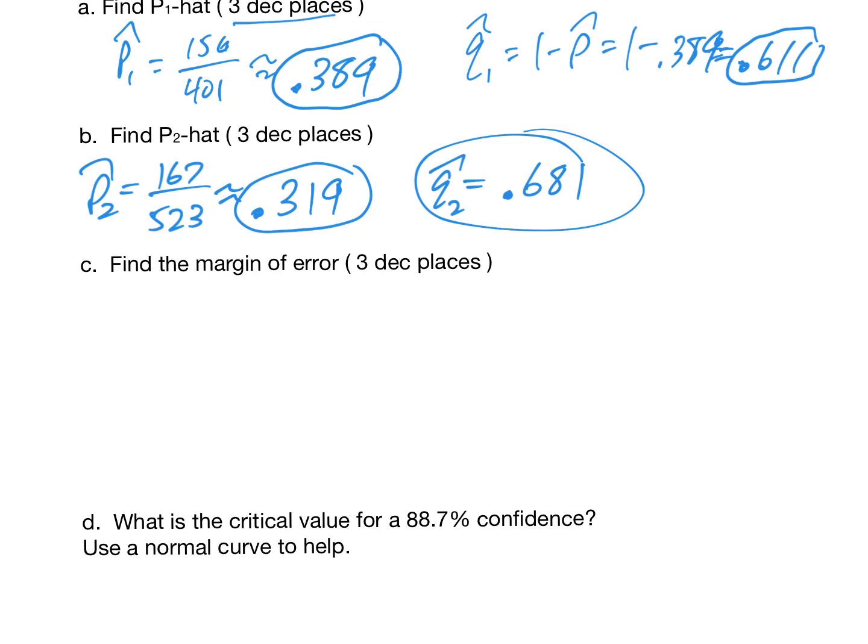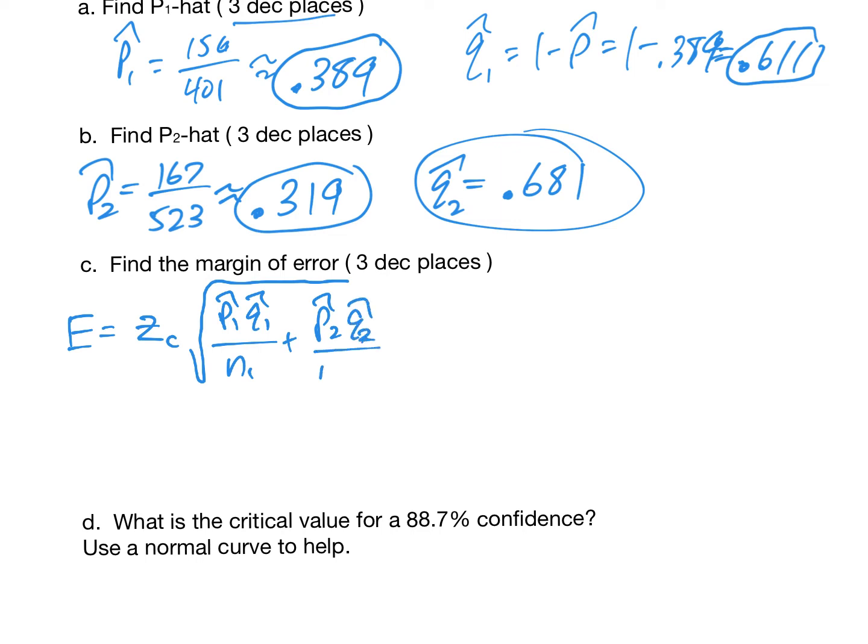Now, you're going to need question D to help you with C. But I wanted to get question C out of the way first because of the formula. Let me show you. Your margin of error, which is denoted by the letter E, is equal to z of c, which is the critical value of z, times the square root of p1 hat times q1 hat over n1 plus p2 hat times q2 hat over n2.